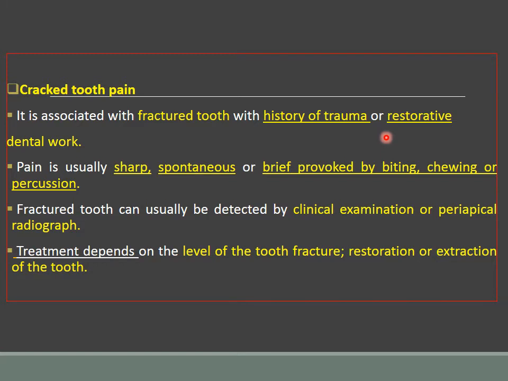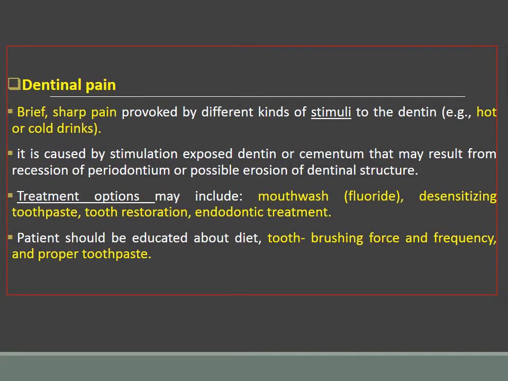The pain of a cracked tooth is usually sharp, spontaneous, or provoked by biting and chewing or percussion. A fractured tooth can usually be detected by clinical examination or periapical examination, and for this radiographic examination your interpretation must be very good, with a good quality radiograph, multiple radiographs, and good experience to make such a diagnosis. Treatment depends on the level of the tooth fracture. If the fracture is in the apical area, as we said in fourth year, we can do periapical surgery, but if the fracture is close to the crown it is hopeless, then restoration or extraction.